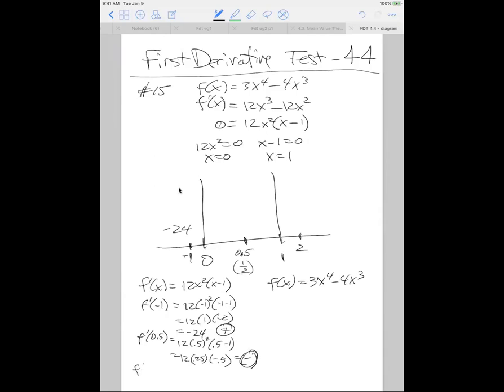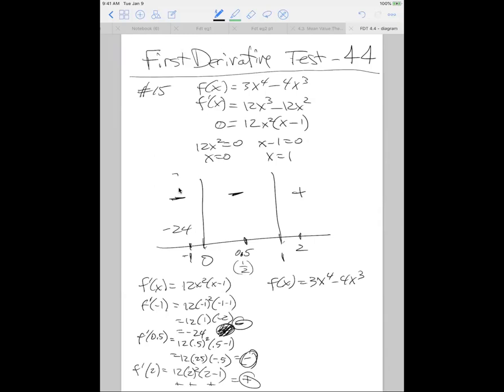And the last one, f prime of 2, is equal to 12 times 2 squared times 2 minus 1. You can see they're all positive. You got positive, positive, positive. So you could just answer it and say this answer is positive. So we end up with, in this case, what happened here? Oh, this was negative. Oh, I said that was positive. This one's negative, right? So we've got a negative value here, a negative value here, and a positive value here.